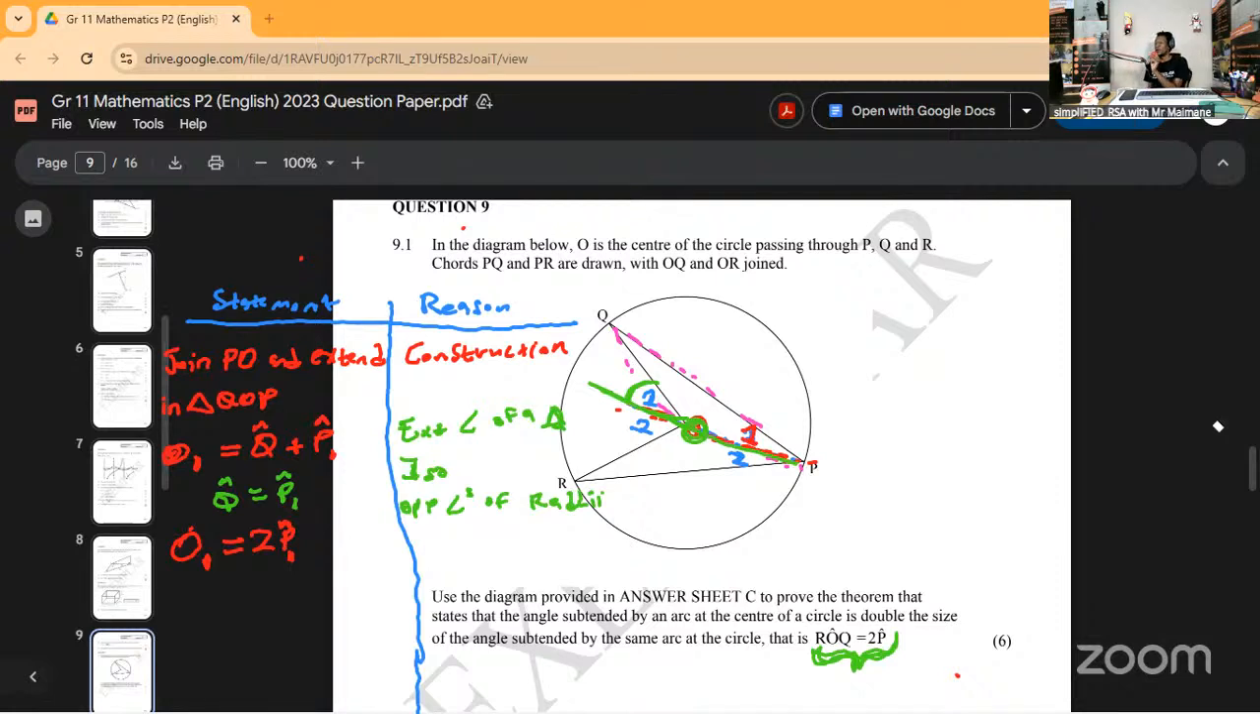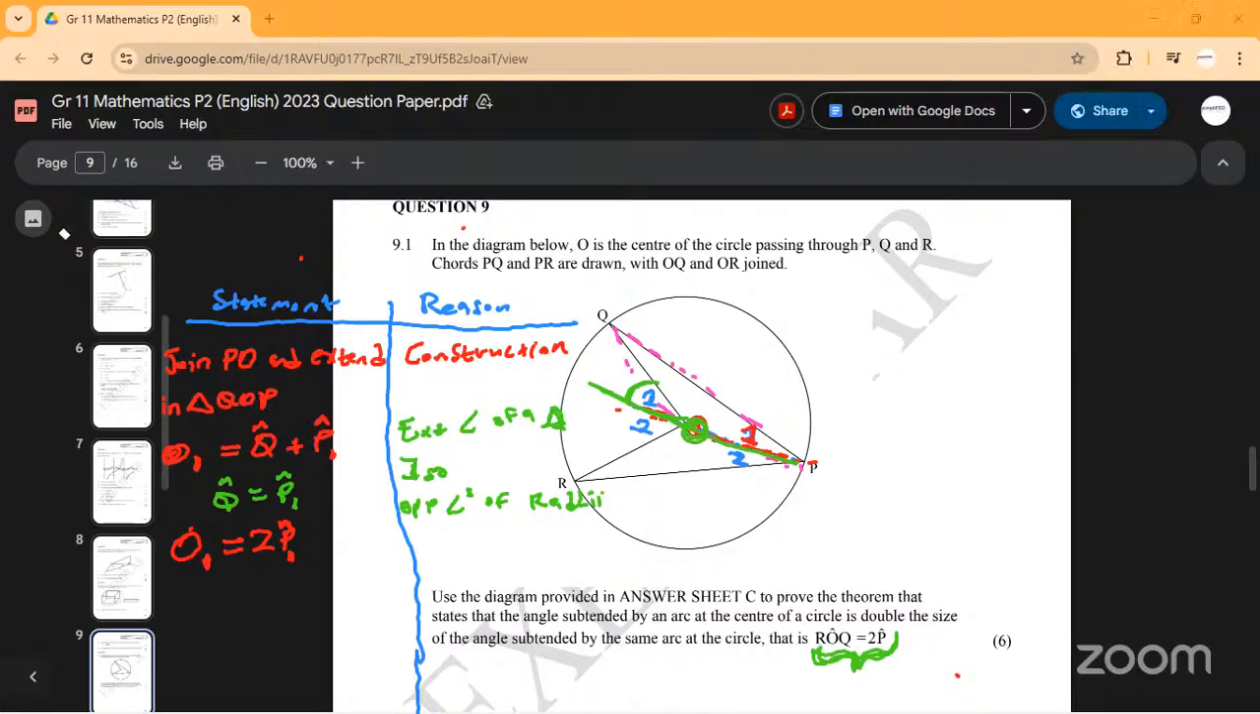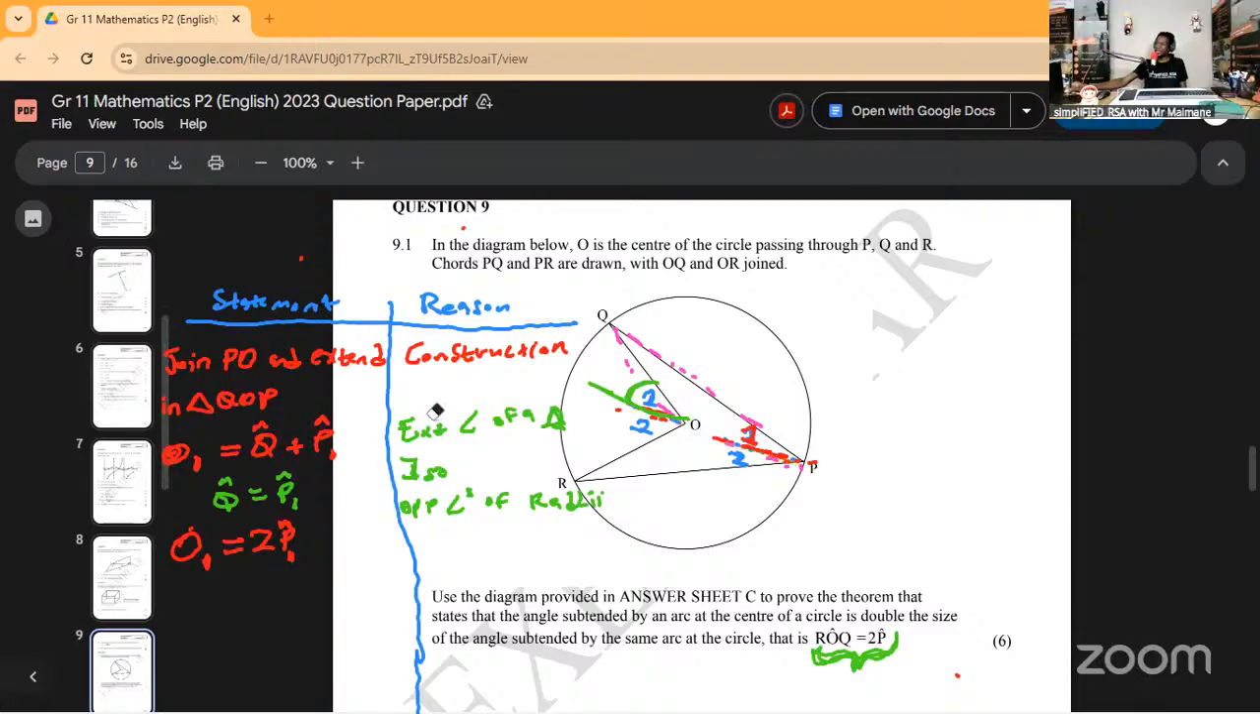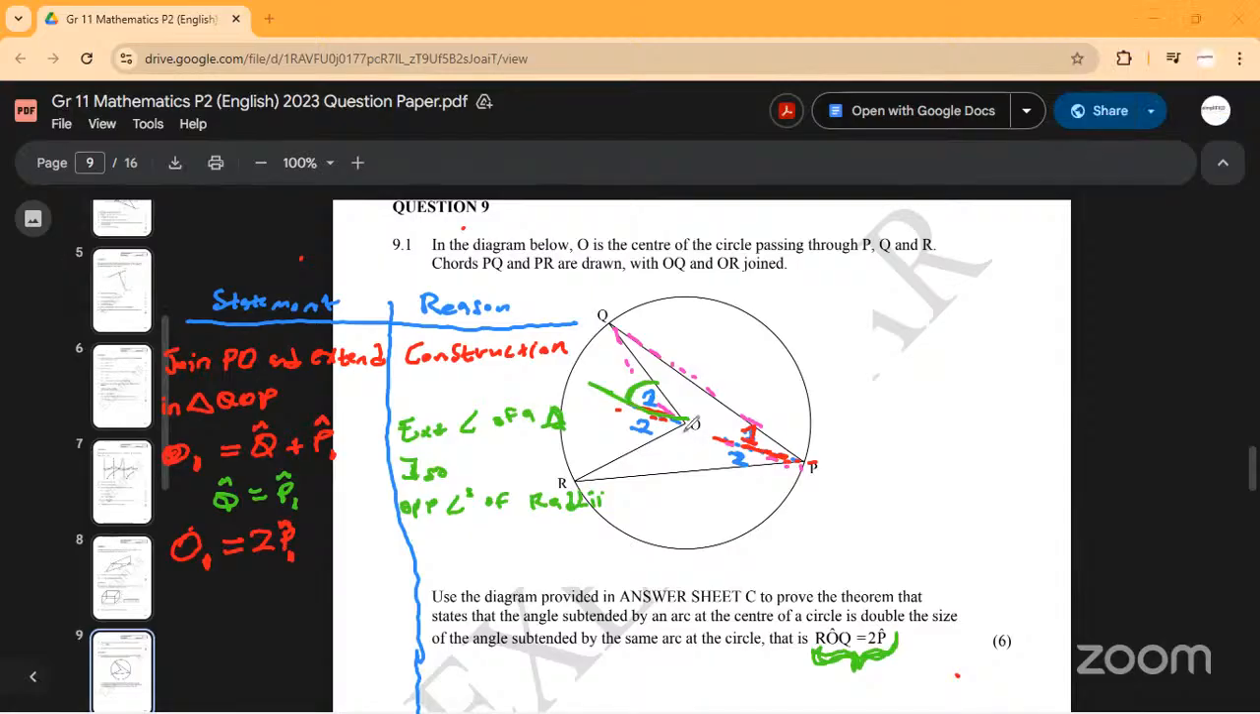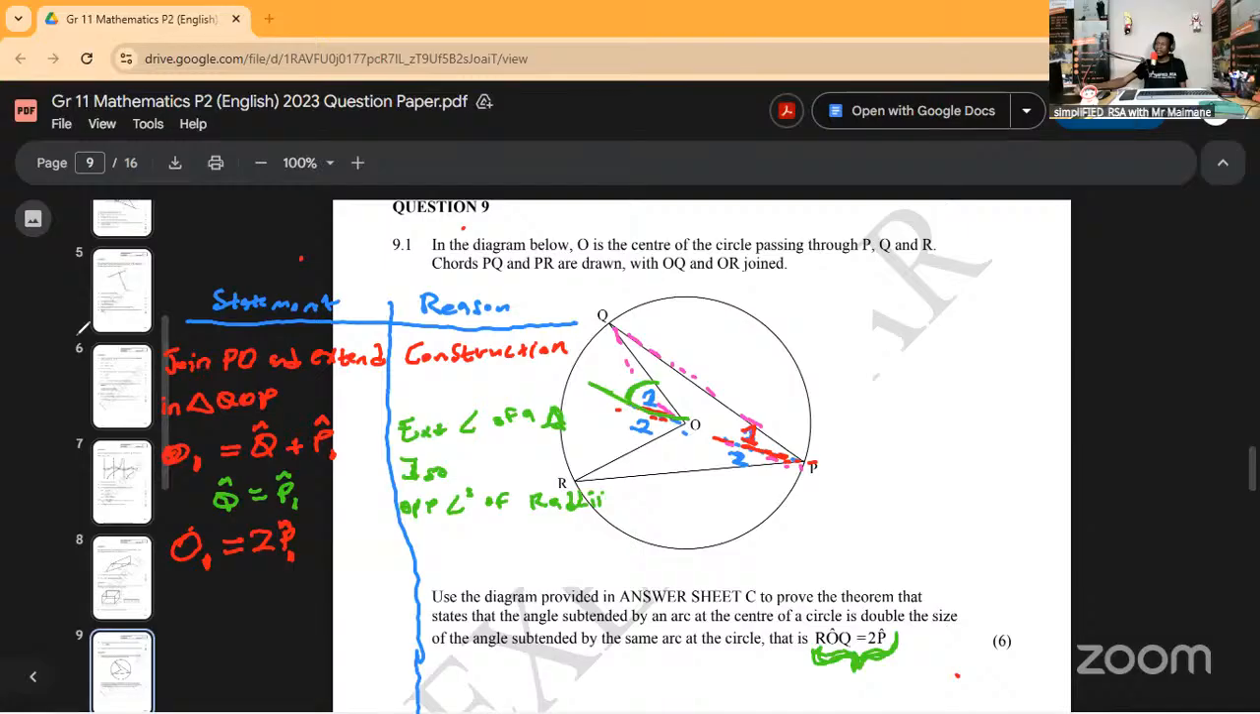So now, with O1 being 2P1, we are happy with this part. And then we can go to the other triangle. Because our goal is to end up making, let me just make a space there to show that that is actually O. Then I can join it just below.